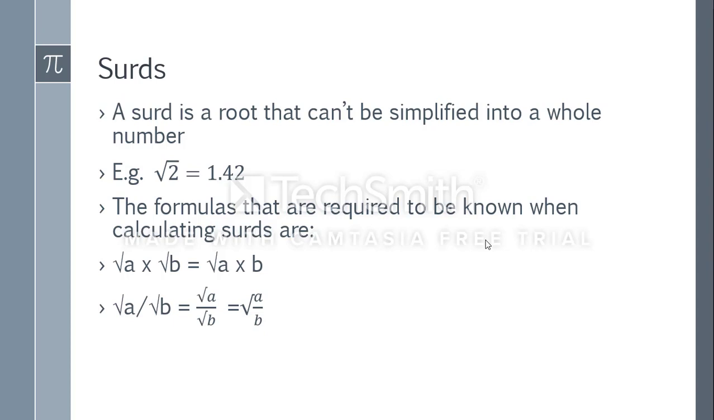The formulas that are required to be known when calculating surds are: root a times root b is root a times b. Root a divided by root b is root a over root b, which equals root of a over b.